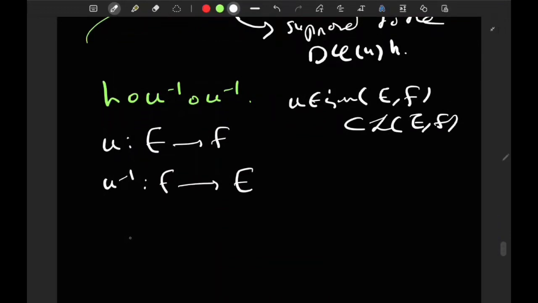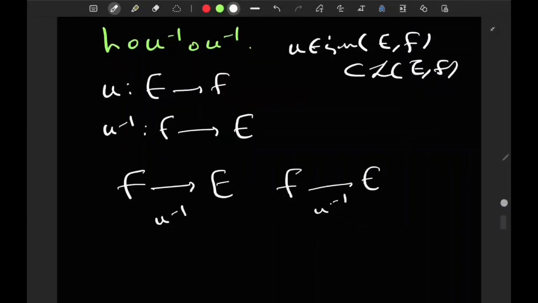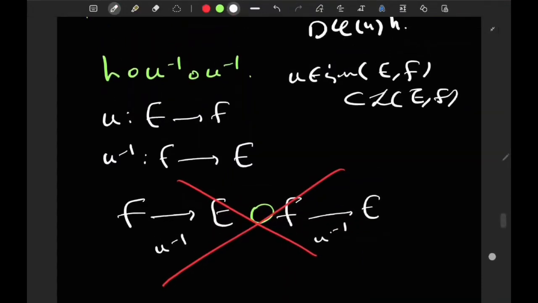So u inverse is a map from F to E, and u inverse again is a map from F to E. I cannot compose these two maps unless F and E are identical spaces. Otherwise, composition just does not happen here. So that's why the order of things here is just not adding up appropriately.